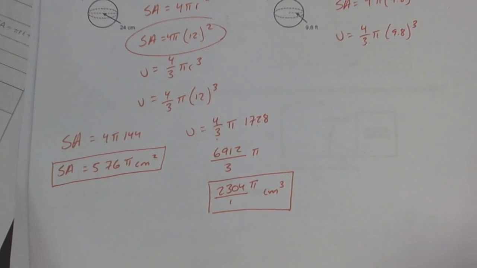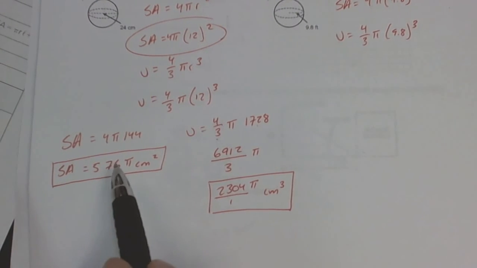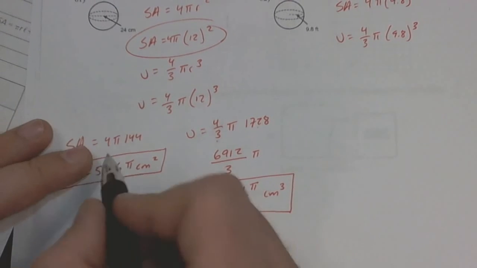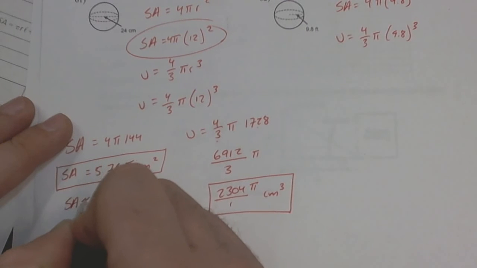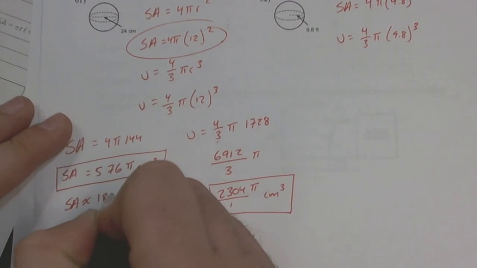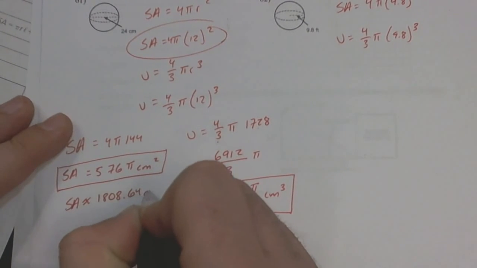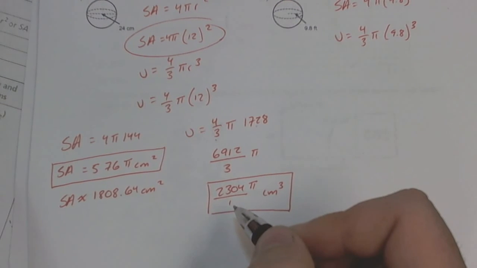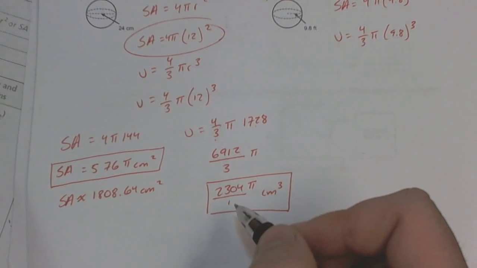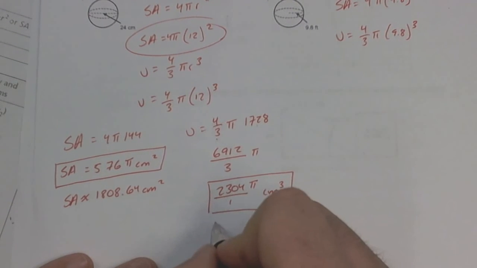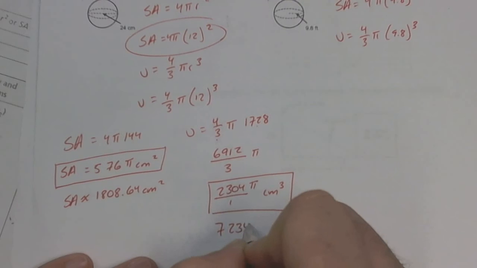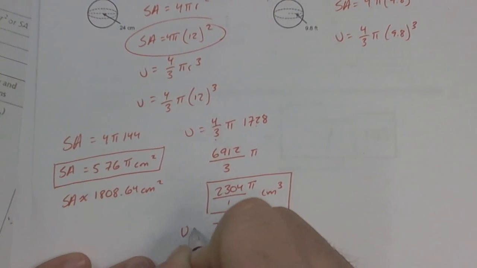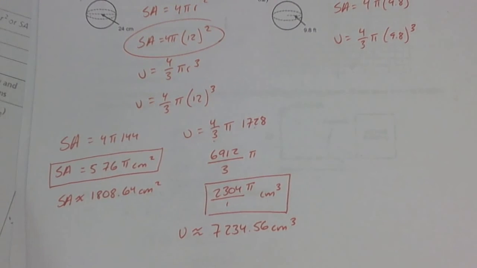If I say approximate, then I say, okay, you can do this one, 576 times 3.14 to represent pi, and I get the surface area is approximately 1808.64 centimeters squared. Here, 2304 times 3.14, 7234.56 centimeters cubed. And again, this volume is approximately equal to.